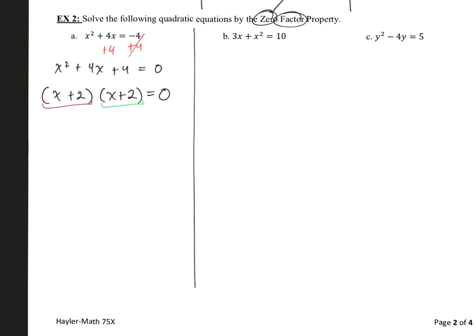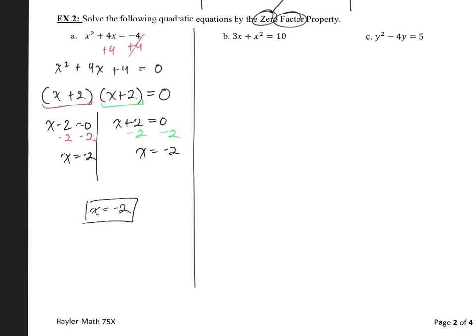Okay, so let's set each one to 0. Now in this case it actually doesn't matter too much because they're the same, but we're going to go ahead and just do it. So x plus 2 equal to 0 and x plus 2 equal to 0. So solving for x, we'll subtract 2 from both sides. And we get x equals negative 2 and also x equals negative 2. So in this case, the answer actually ended up being the same number, so we can just go ahead and write x equals negative 2.